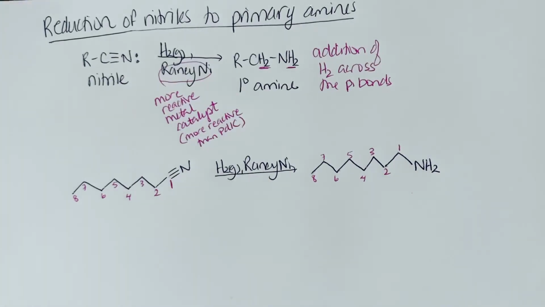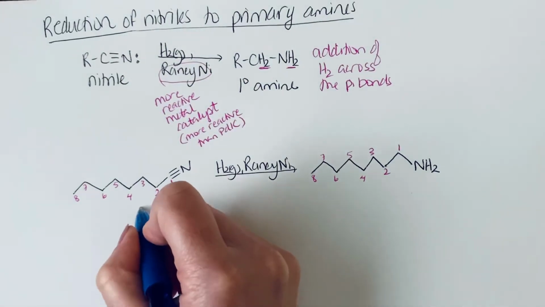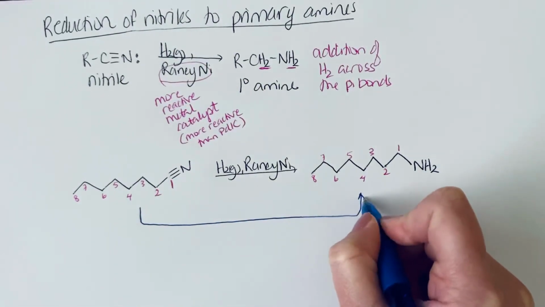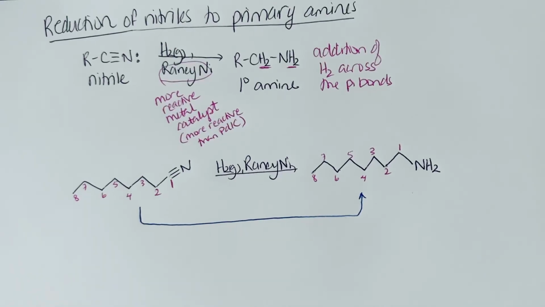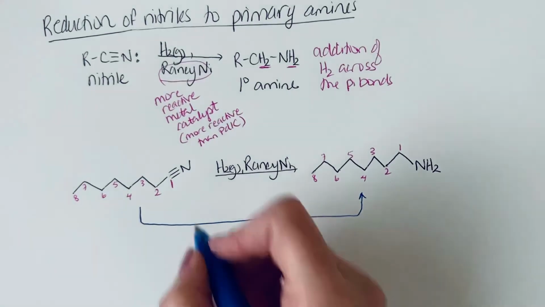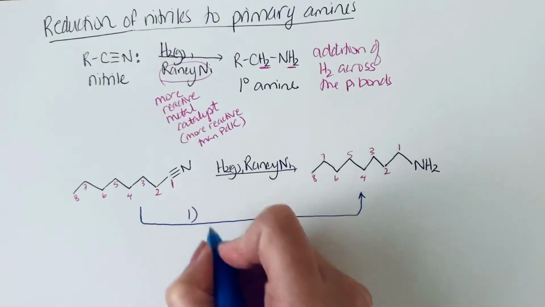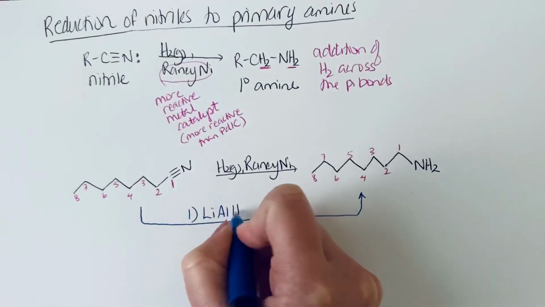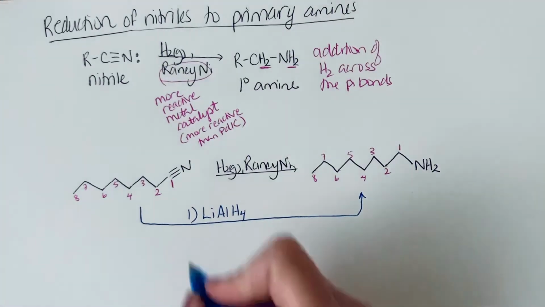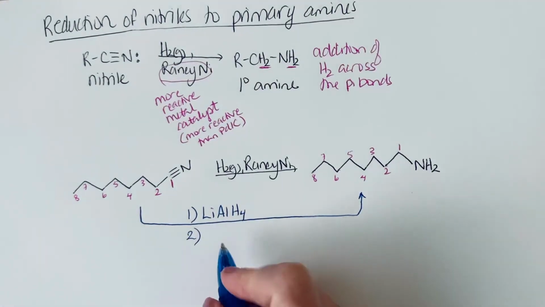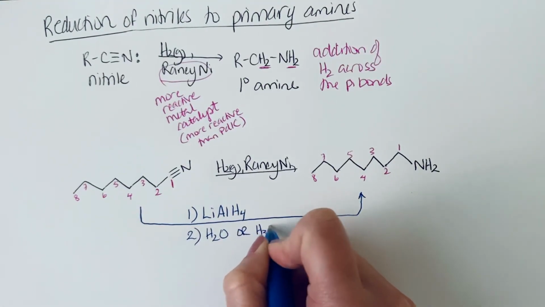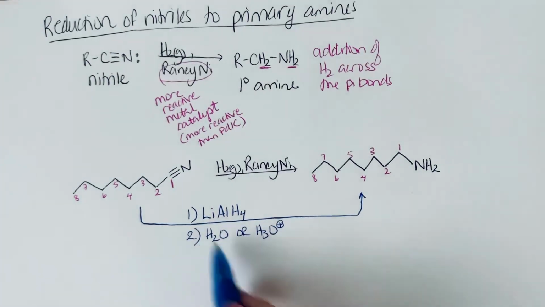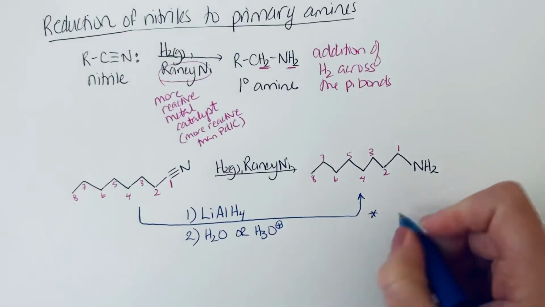One more thing I do want to quickly point out is there's another set of conditions that we will encounter very soon in a later chapter that we could use. You're adding hydrogen gas, that's one way to add hydrogen. You can also add hydrogen using a nucleophilic hydride reagent, and the one that will work for a nitrile is lithium aluminum hydride. So that is a hydride reducing agent. And then as a second step, you are going to quench this with either water or maybe a small amount of aqueous acid. So this is a reduction that you will see in a later chapter.